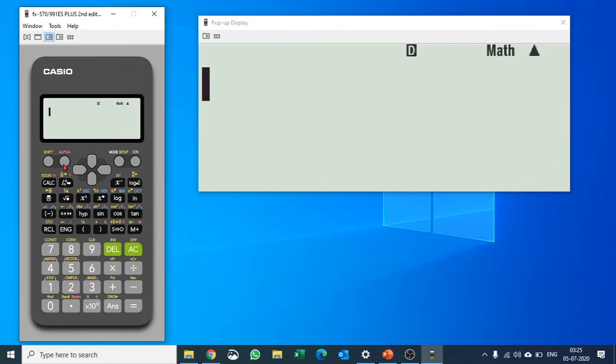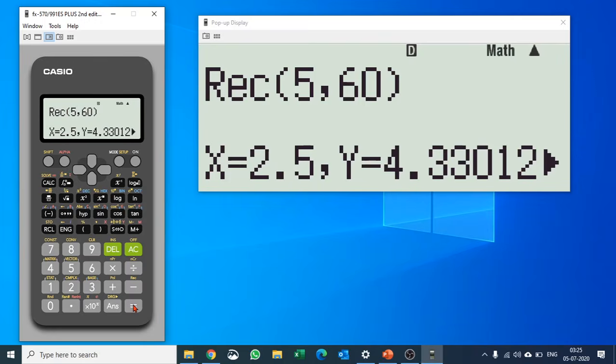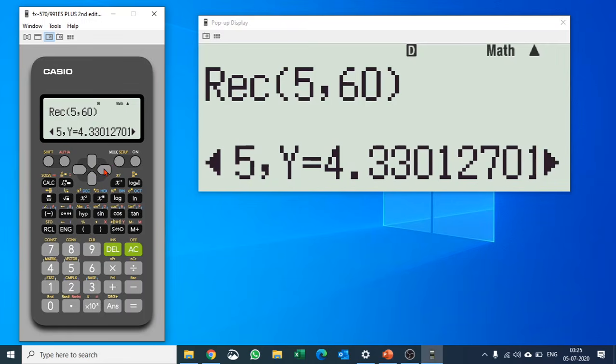Similarly, if you would like to convert from polar to rectangular, you can give in your polar coordinate here. So let's say 5 comma angle is 60 degrees, just for instance. It equals, and it gives you the rectangular coordinate as x equals 2.5 and y equals 4.33. So this is the first way, a very quick way to solve it.